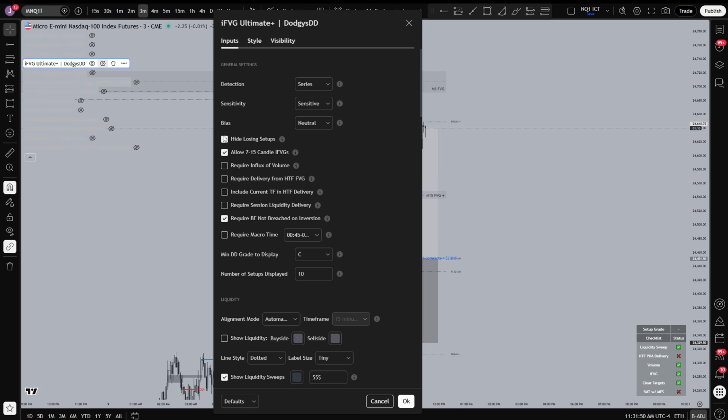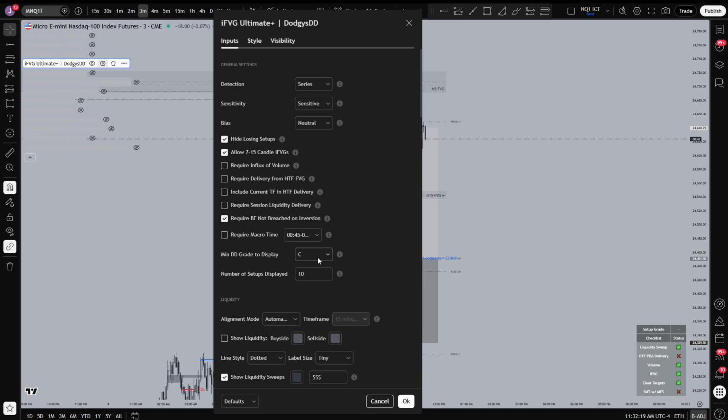Now going down, I always keep these exactly how they are, right? I don't change anything of these. I will tell you guys this. So now starting with the minimum DD to display, sometimes, and I'll show you exactly why I keep it on C and above, there will be a small minute glitch in the indicator, and it won't detect one of the checklists. It happens very rarely, but actually today it happened. I'll show you exactly what I mean.